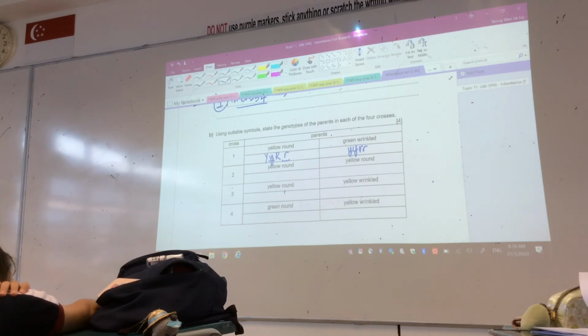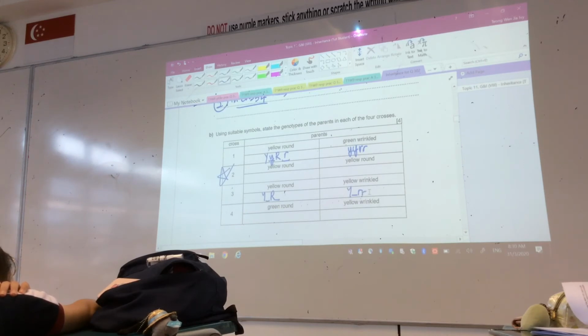Now cross 2 is the most difficult one. I'll skip cross 2 first. We look at cross 3 first. Now cross 3, the first parent is yellow and brown, so I'm just going to write this first. The second parent is yellow and wrinkled. How do I know what is the dash?